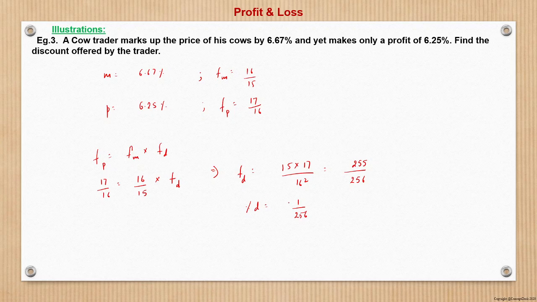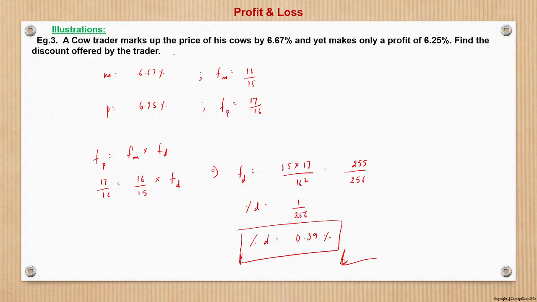Now what is the value of 1 upon 256? Had it been 1 upon 250, then we could have directly said that it is 0.4%. 1 upon 25 is 4%, 1 upon 250 is 0.4%. This is slightly more than 250, so 1 upon 256 will be slightly less than 0.4%, so that will be nothing but 0.39%, right? So the answer to this question, the percentage discount, is 0.39%. So this way we have been able to solve this question very effectively and within no time.